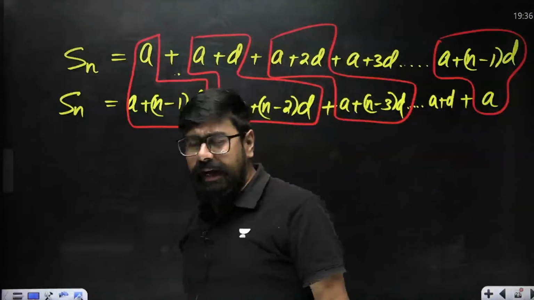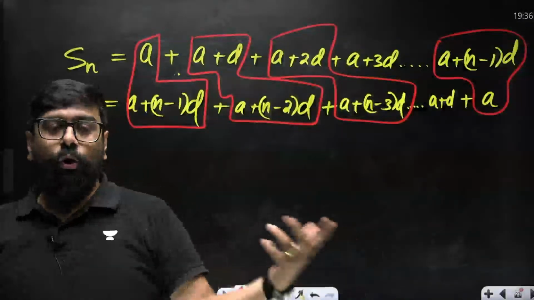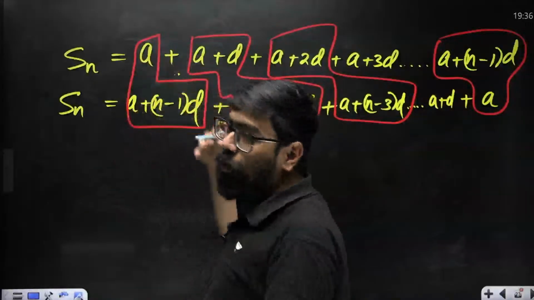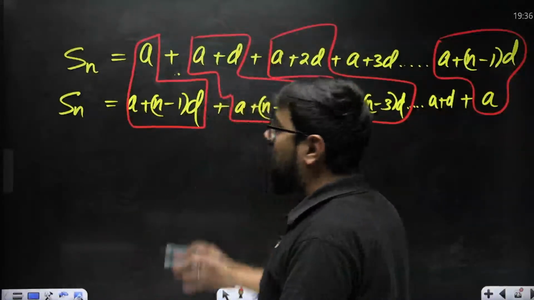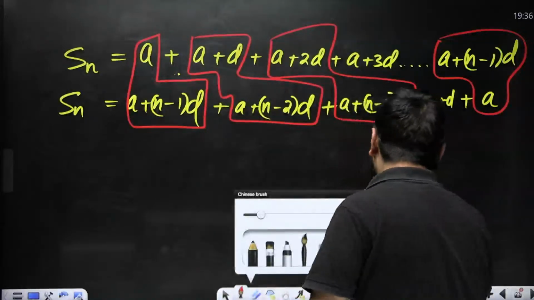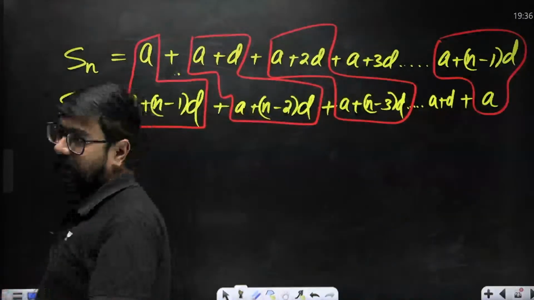But how did I get this idea? Why did I get this idea? Sir, who told you? How would a person come up with the idea of writing it in reverse? We'll write it in reverse, the terms will add up, and some formula will come. First, let's see what's happening. Why are we writing it in reverse and what benefit is it giving us?